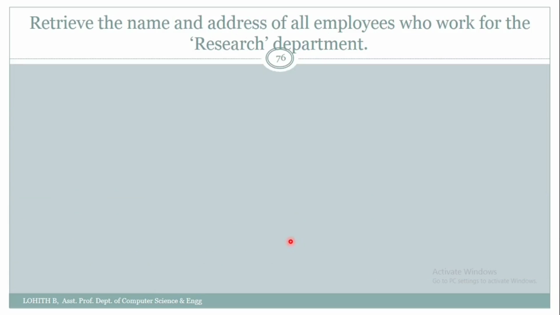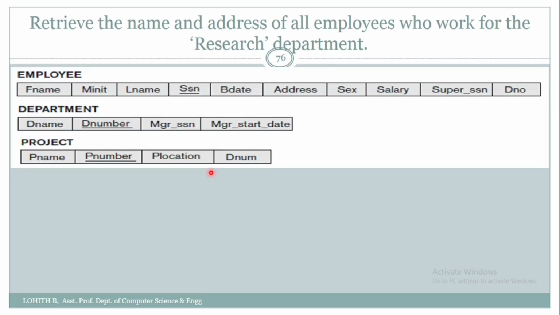Yes, let us solve one more query. Retrieve the name and address of all employees who work for the research department. Now I just want the name and the address of the employee who work for the research department. So how will I get to know the research department? That is available in the department table, where department name is equal to research.